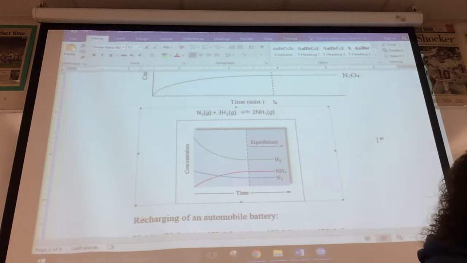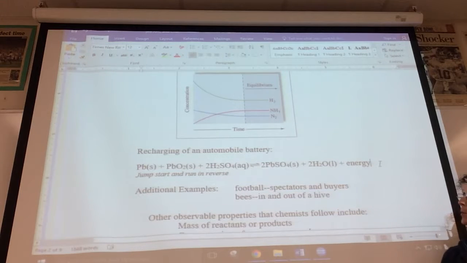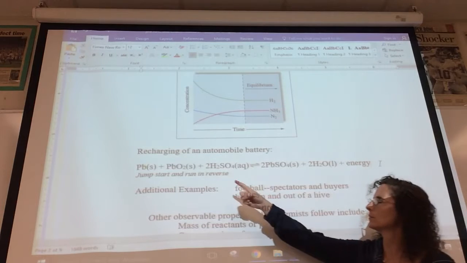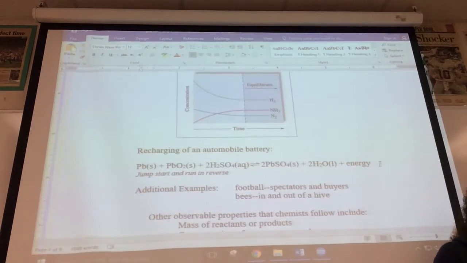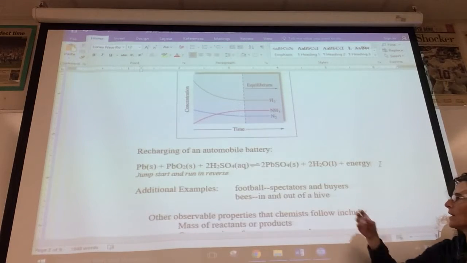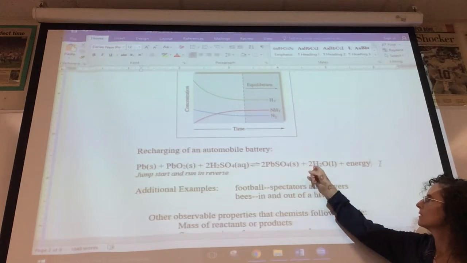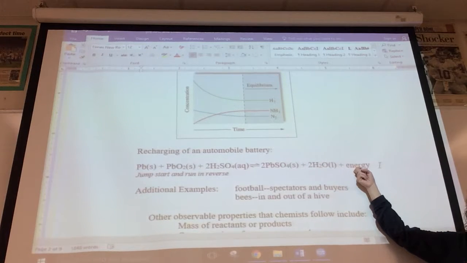Another example of a reversible reaction is one that maybe, Chris, you can tell us more about, because this is recharging of an automobile battery. So in the forward direction, this is when you turn the ignition. You have lead(IV) oxide and sulfuric acid. And sulfuric acid is the acid in a battery, right? You don't want to spill that on you. It generates lead(II) sulfate, water, and energy is released. So is this an exothermic or an endothermic reaction in the forward direction? Exothermic. So delta H is negative.